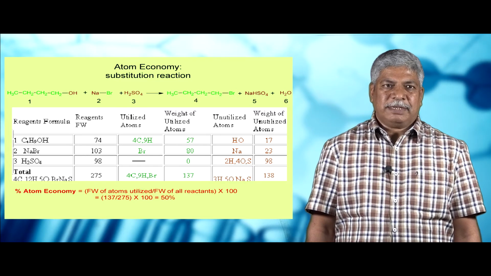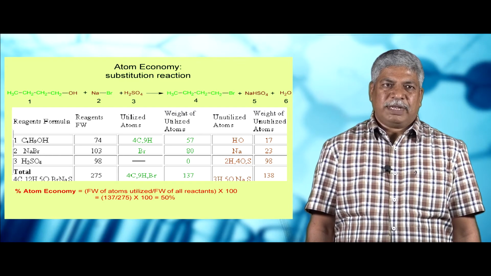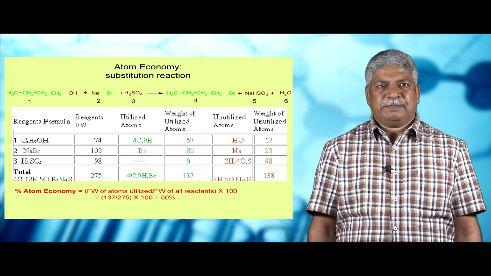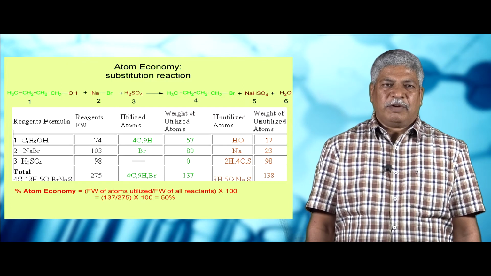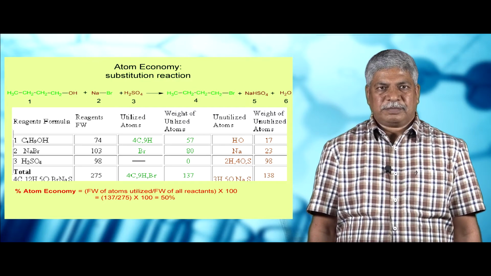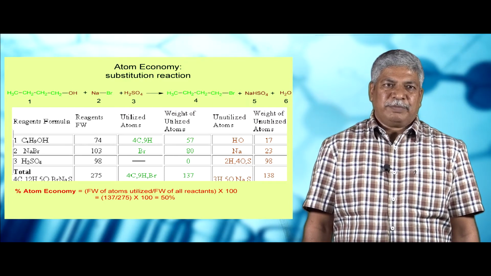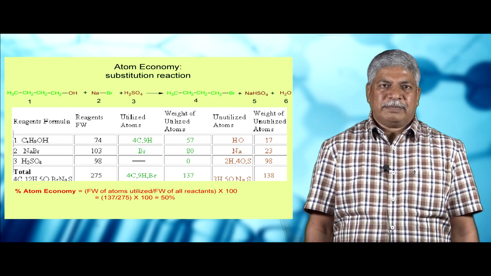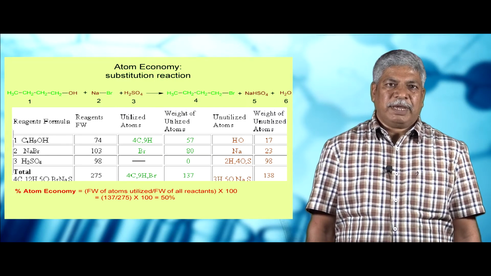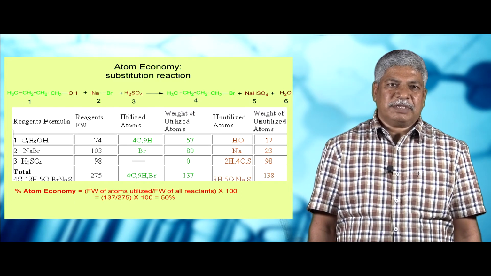In total, the reagent formula has 4 carbon atoms, 12 hydrogen atoms, 5 oxygen atoms, bromine, sodium and sulfur. If we add the formula weight of all these atoms, it comes to about 275. Under the utilized atoms, with respect to N-butanol, 4 carbon atoms and 9 hydrogen atoms enter into the product. With respect to sodium bromide, only the bromine atom goes. In the case of sulfuric acid, none of the atoms enter into the product.